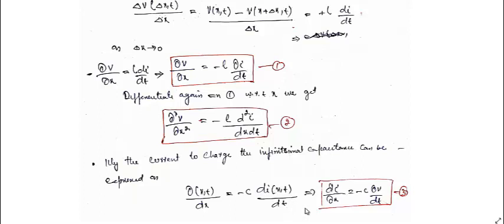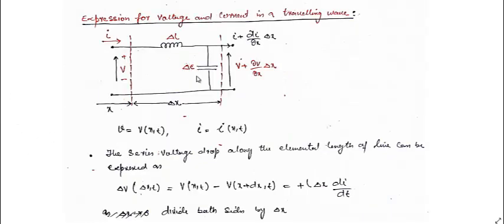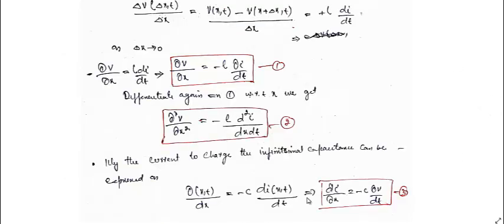So sorry, this will be dv/dt, because the current in the capacitance will be equal to C dV by dt. So this will be equal to dV_x(t) divided by dt. So del I by del x will be equal to C dv by dt. This is equation 3. Please correct this: this is v, and here I forgot to write I. This is I.